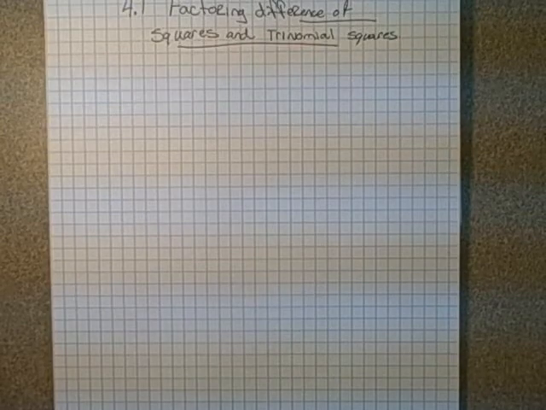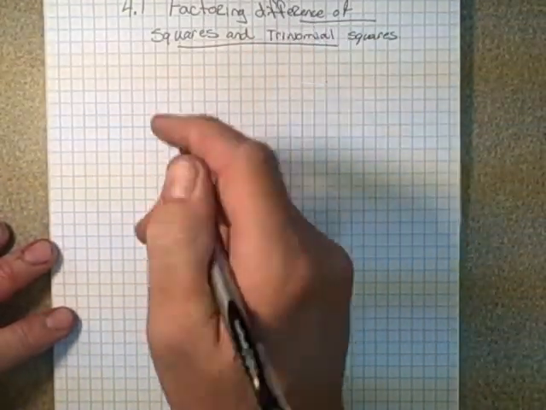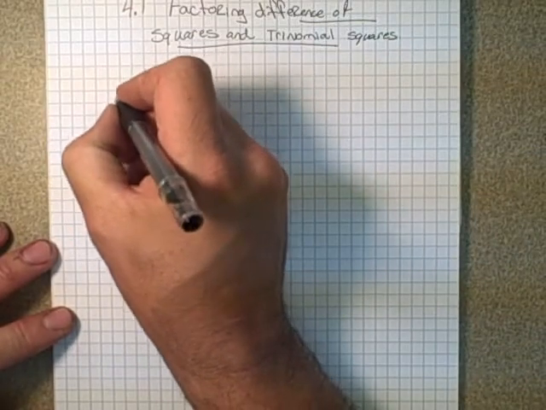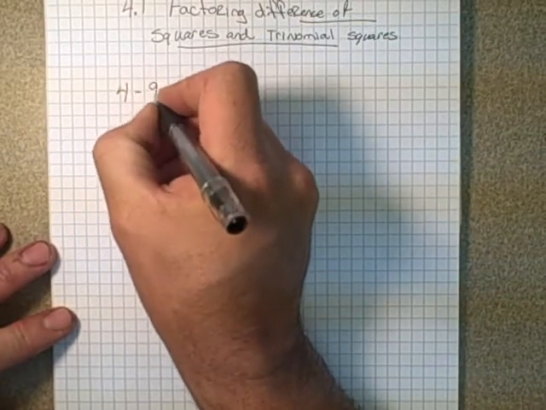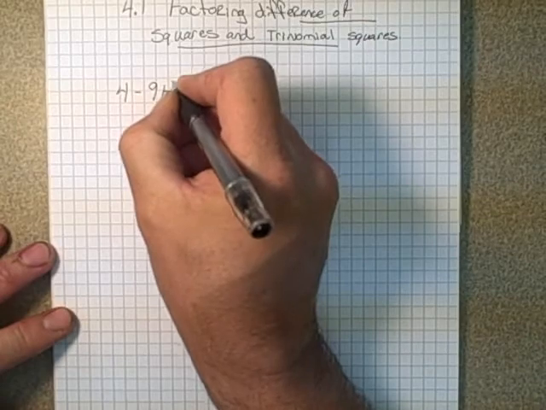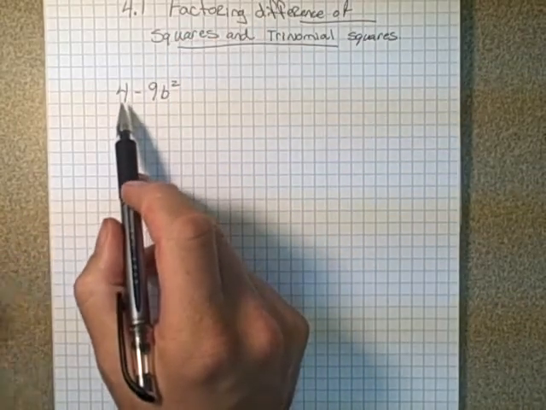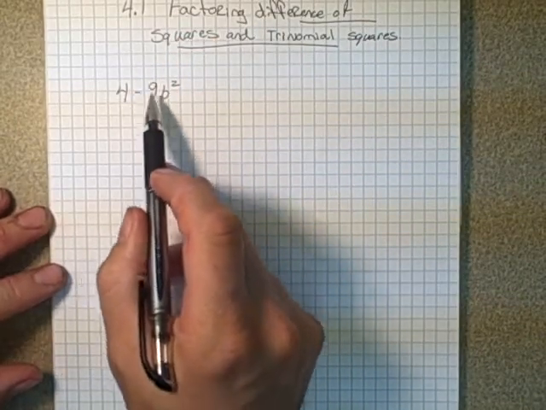Okay, so what we're going to do is just do some examples of those things. So we're going to start with the difference of squares. My first example here is 4 minus 9b squared. So this would be a difference of squares, a perfect square for the first term and the second term, and there's a difference in them.